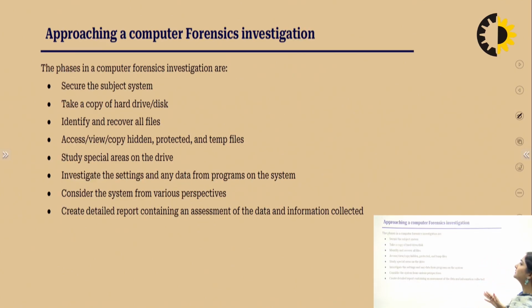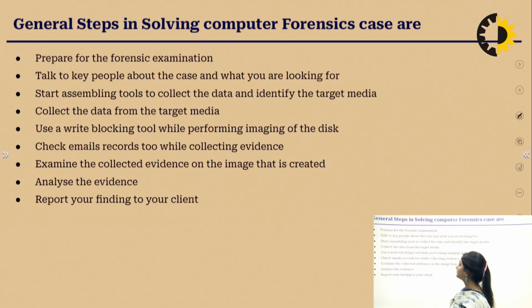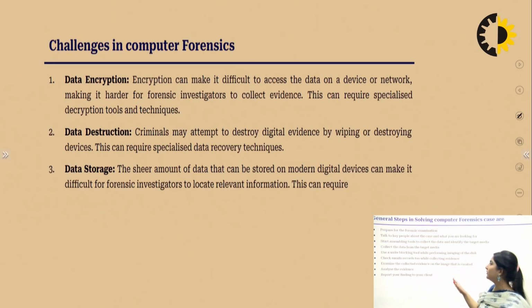Approaching a computer forensics investigation. So how will you approach a computer forensic investigation? The phases are: secure the subject system, take a copy of the hard drive or disk, identify and recover all files, access and view the files. Steps involved: first, to prepare for forensic examination, you talk to key people, assemble tools, and collect data from target media. We use a write blocking tool while performing imaging of the disk. Check email records. While collecting evidence, examine the collected evidence on the image that is created, analyze the evidence, and report your findings to your client.